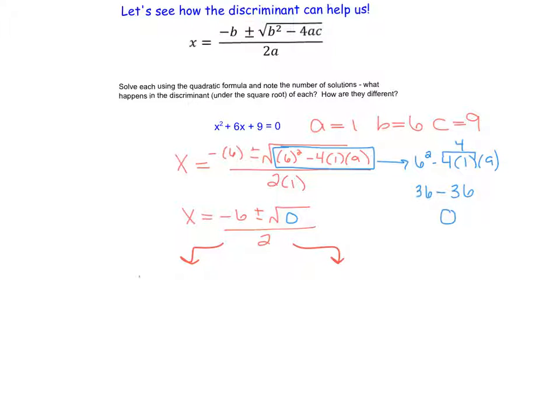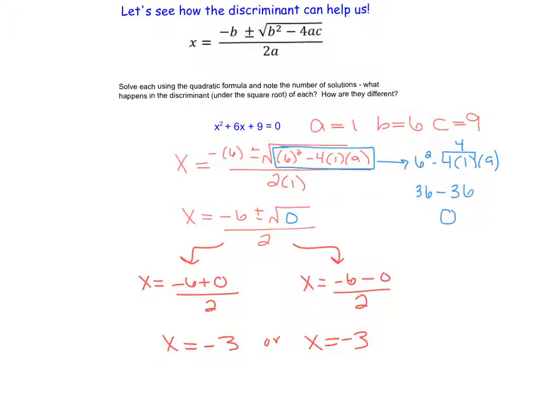So here I have x is equal to negative 6 plus the square root of 0, which is 0, divided by 2, and x is equal to negative 6 minus the square root of 0, which is 0, divided by 2. And this becomes x equals negative 3, or x equals negative 3.